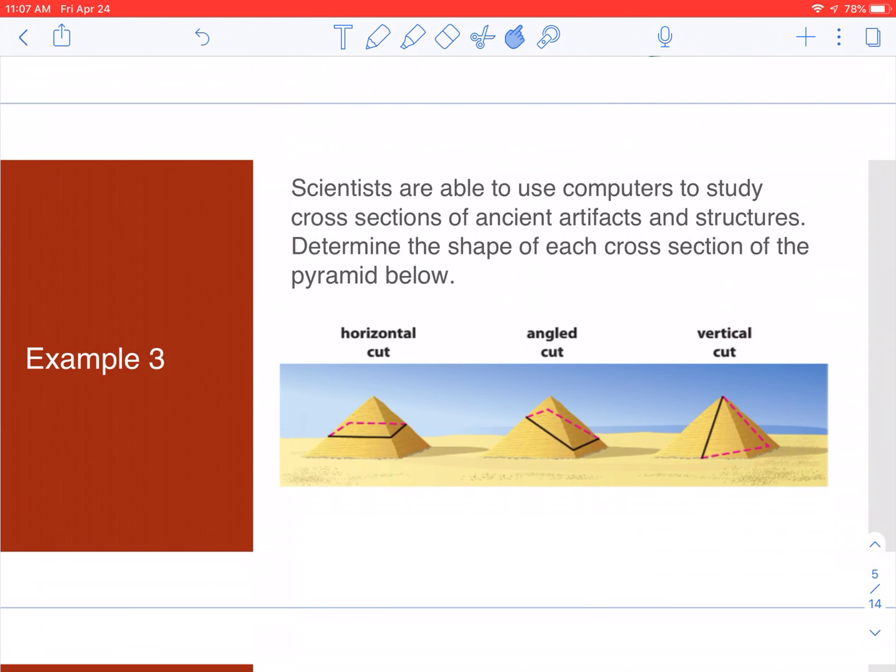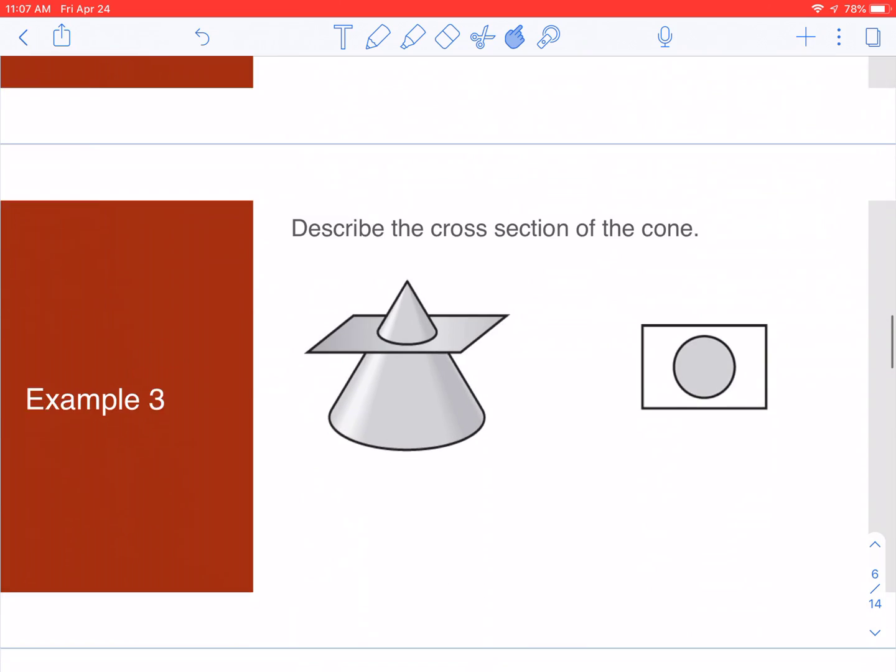Okay, we have three different kinds of cuts here. We have the first one, which is called the horizontal cut, which is cut perfectly straight across. If you want to think about that as 180 degrees. The second one is called an angled cut, which is cut at any angle that's not 180 or 90. And then you could say a vertical cut would be perpendicular. So that line at the top of the pyramid here is perpendicular with the base of that face of the pyramid. So those are our three cuts that we're going to look at.